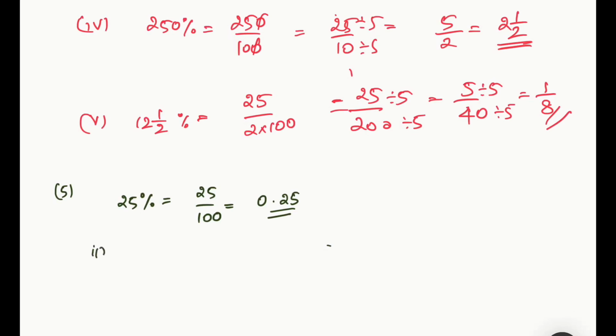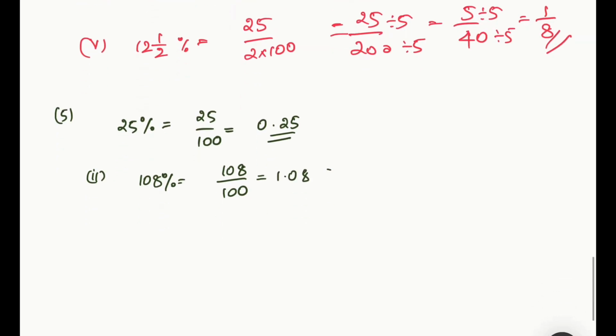Coming to the second question. 108 percentage. How do I write it? 108 divided by 100. So 2 places means 1, 2. So what do I get? 1.08. Third one, 95 percentage. What is that? 95 by 100. That is equal to 0.95.